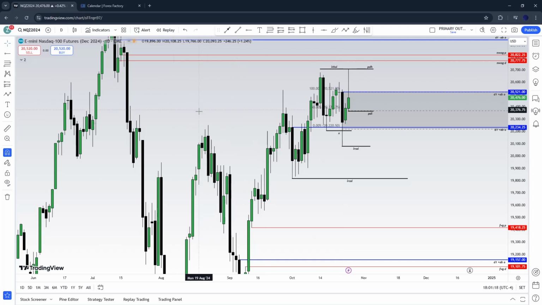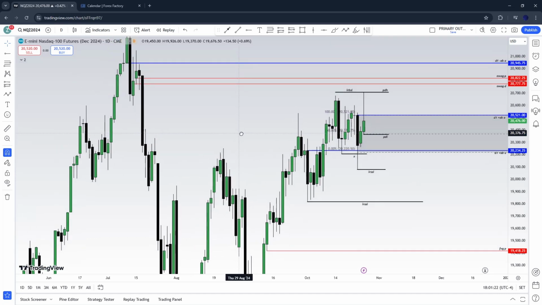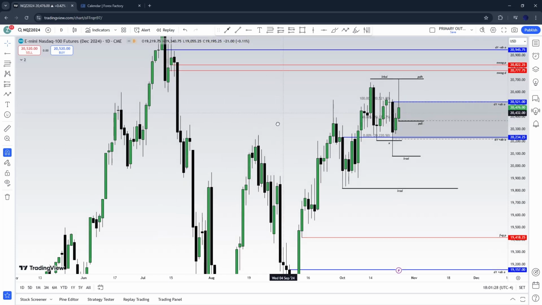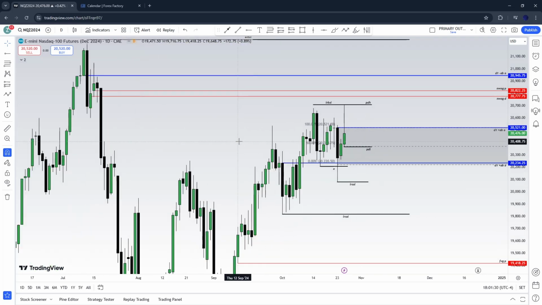For the most part, we've been gravitating towards higher prices. We're seeing our premium arrays being disrespected, such as the fair value gap or the SIBI in here. Really, Nasdaq is leaning towards higher prices from what I can see.